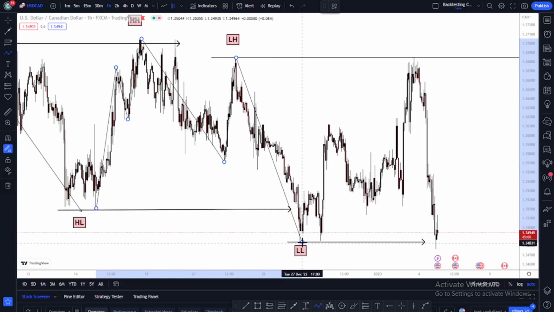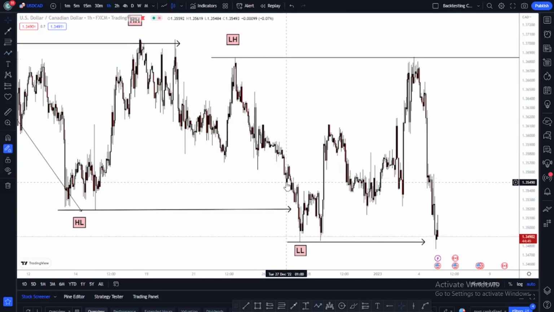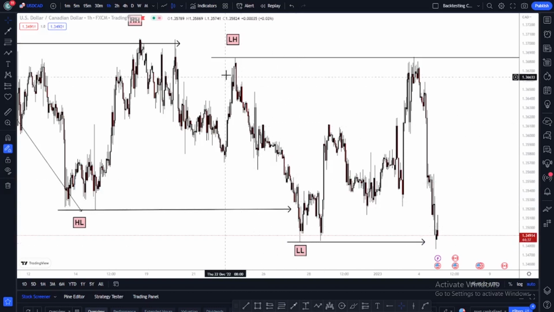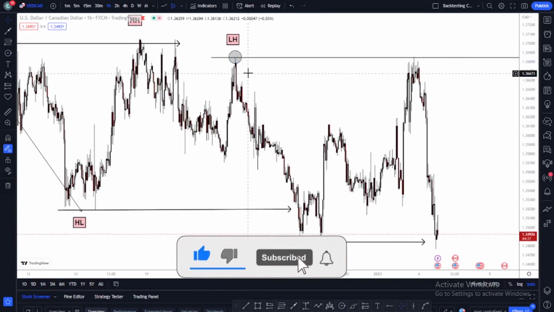Do you get me? So now we are only looking to buy when price is able to break above this lower high. You get me? That's when we are only looking to buy. I repeat, you're only looking to buy when price has been able to break above this lower high right here. Until then, we are still bearish.